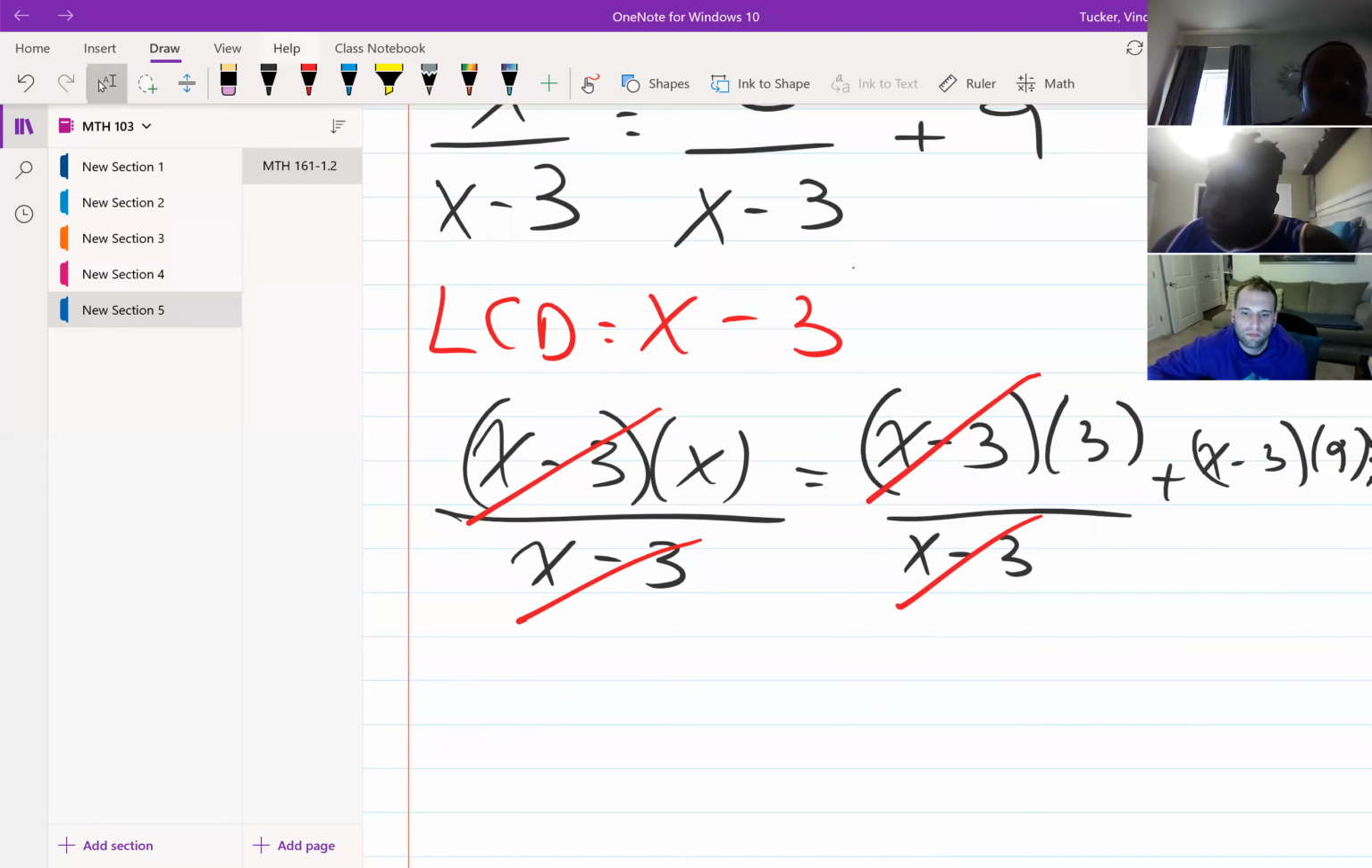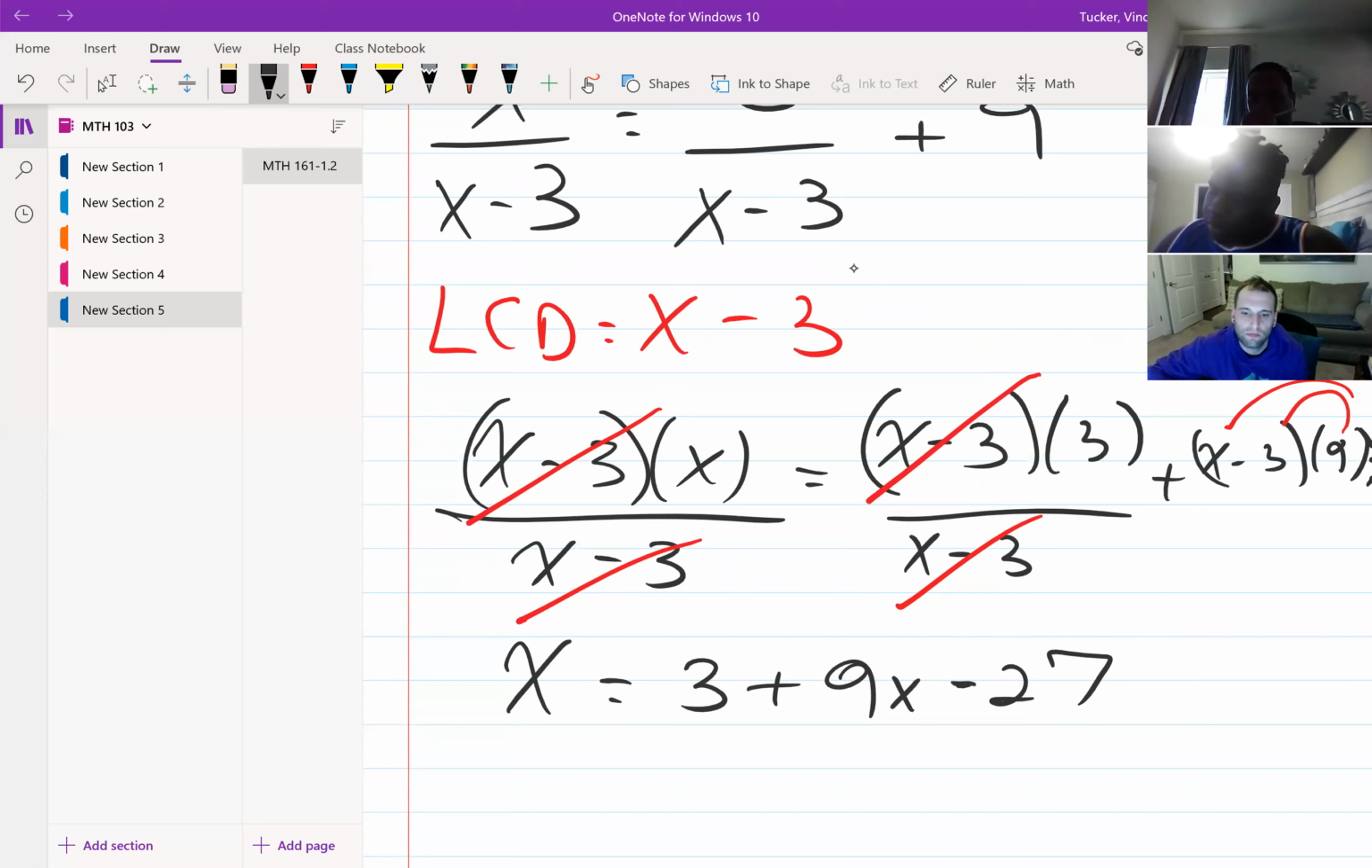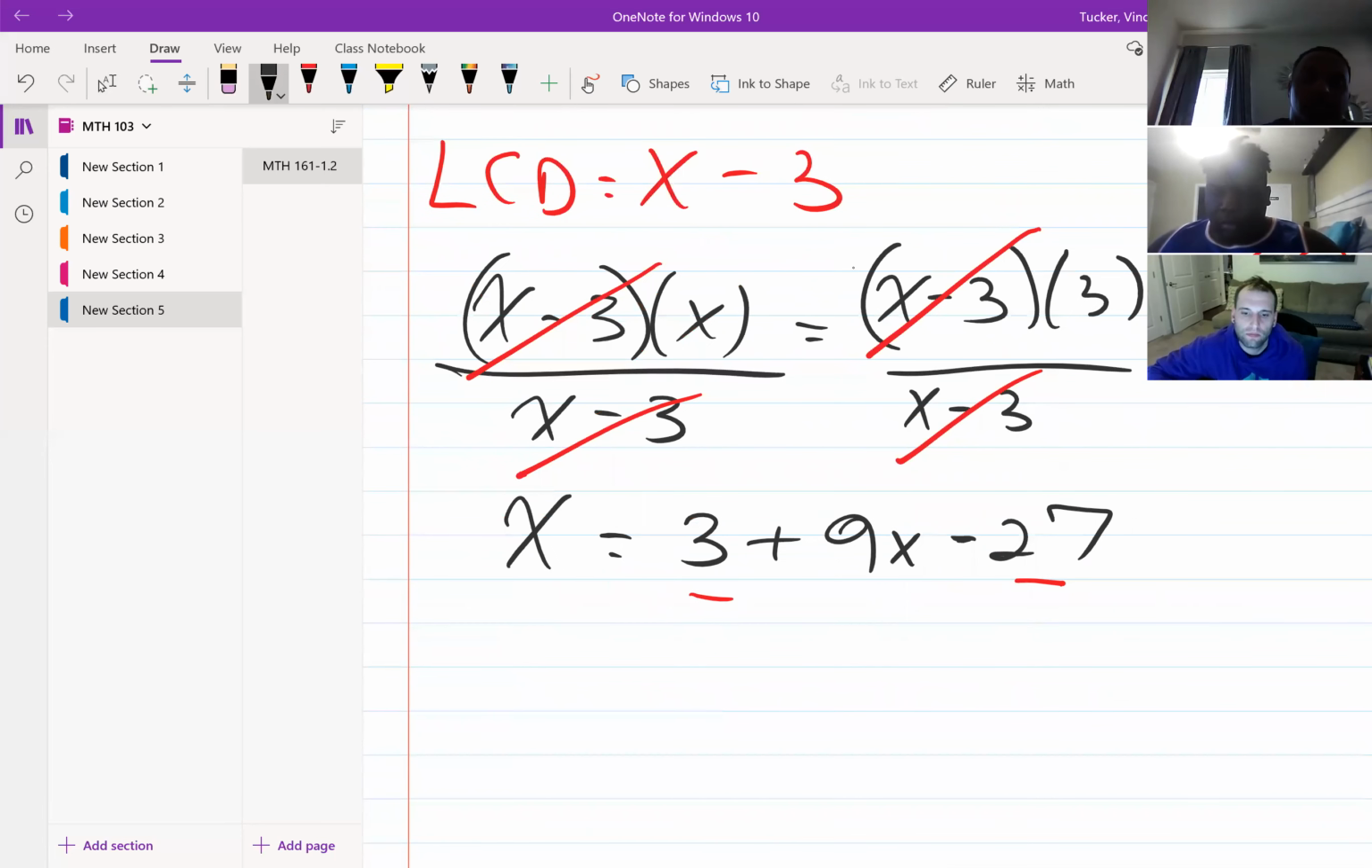All right. So what we're left with now is just x equal to 3. And over here, we have 9 times x minus 3. That 9 can be distributed, and that'll be 9x minus 27. On the right, combine your like terms. So that's x equal to 9x minus 24.